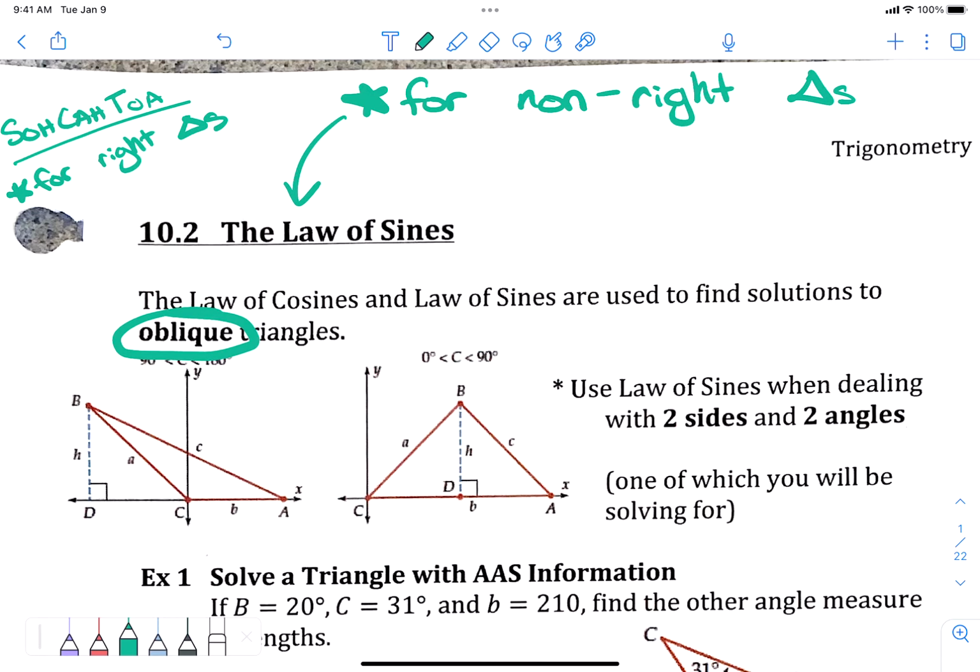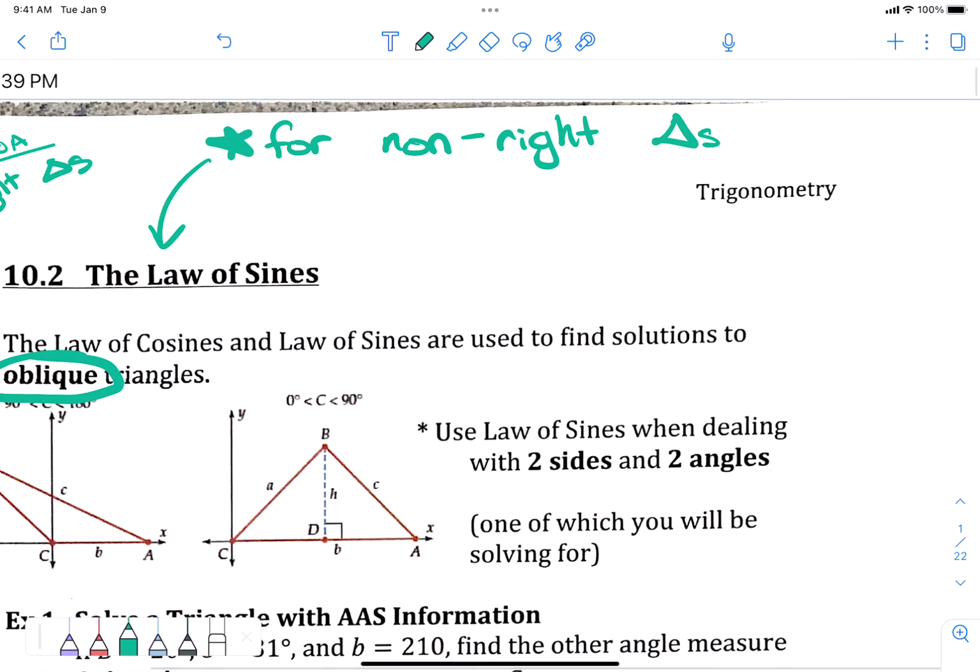This is what the law of sines says. Put this at the top of your paper. Here is the formula for the law of sines. It is sine of A over a equals sine of B over b. Okay, let's talk about what those variables mean.